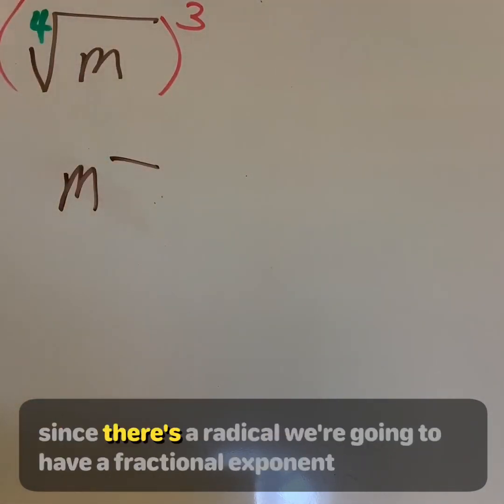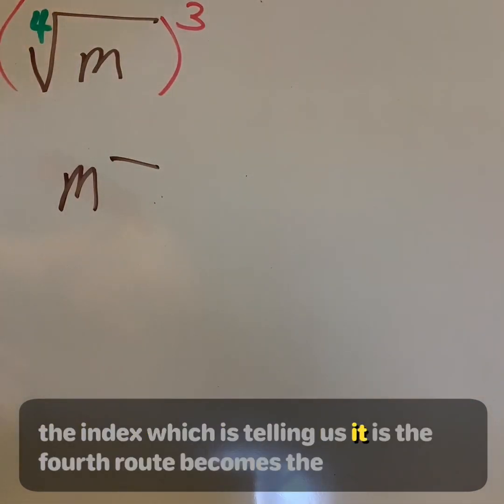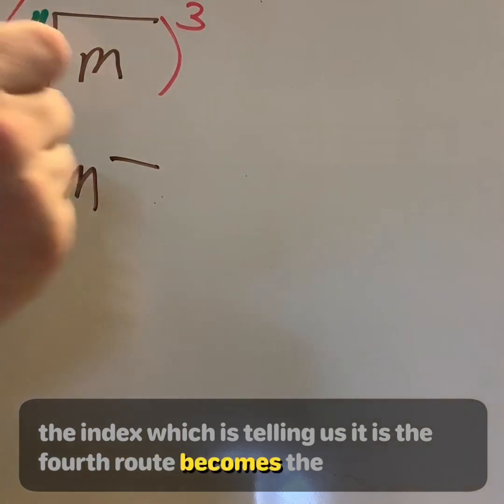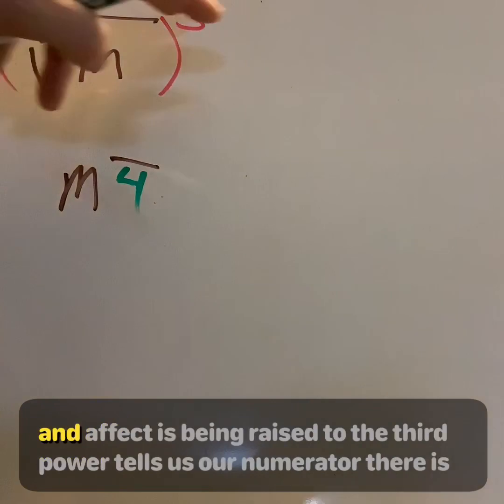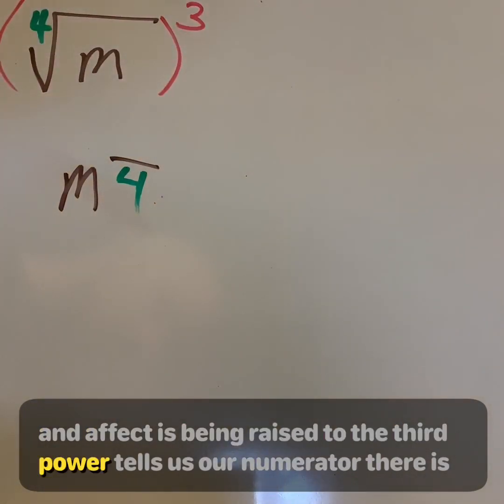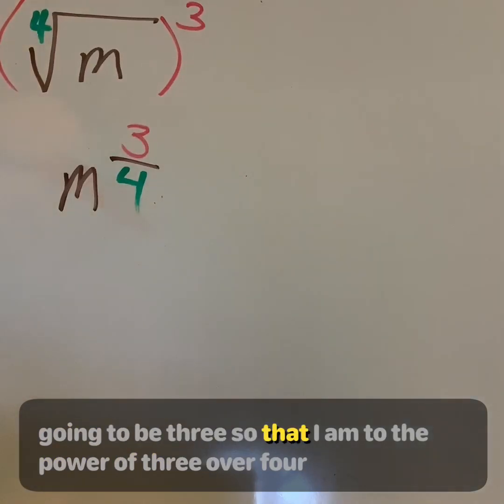And we know that since there's a radical, we're going to have a fractional exponent. The index, which tells us it is the fourth root, becomes the denominator of that fractional exponent. And the fact that it's being raised to the third power tells us our numerator is going to be 3. So that's m to the power of 3 over 4.